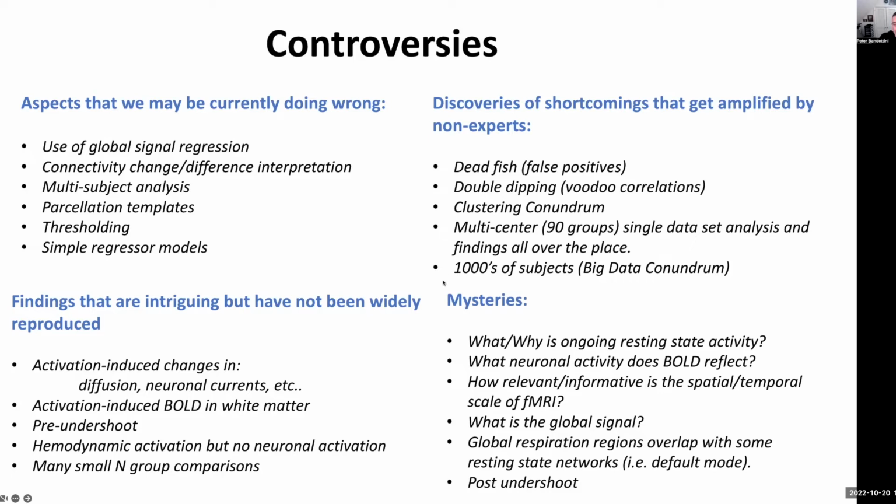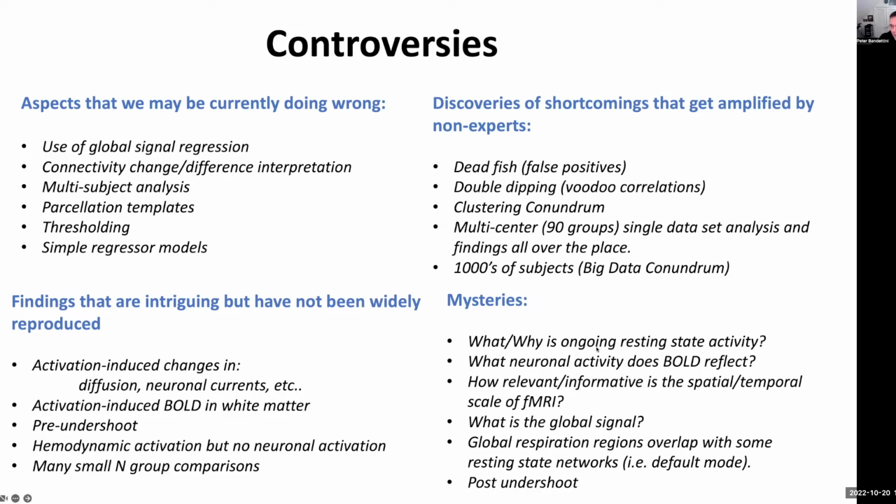And then the thousands of subjects, the big data conundrum. Basically, I believe that was a really wonderful paper that was really important to see, but I think it sort of highlights what we need to do to make biomarkers. We actually really have to get our heads around all the details of how you average subjects together. So there's a lot of mysteries.